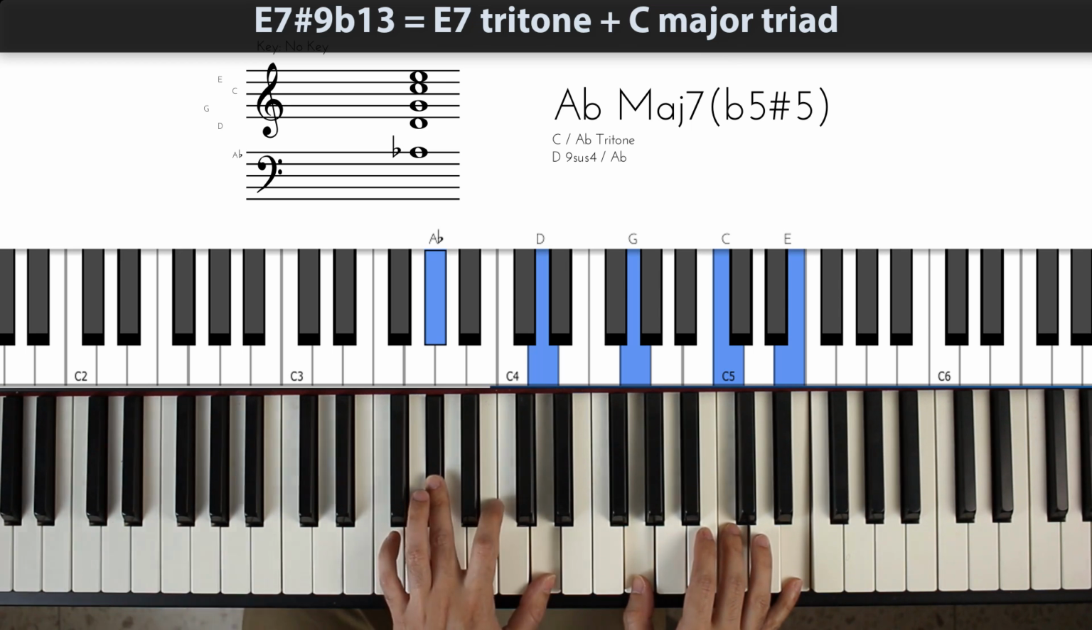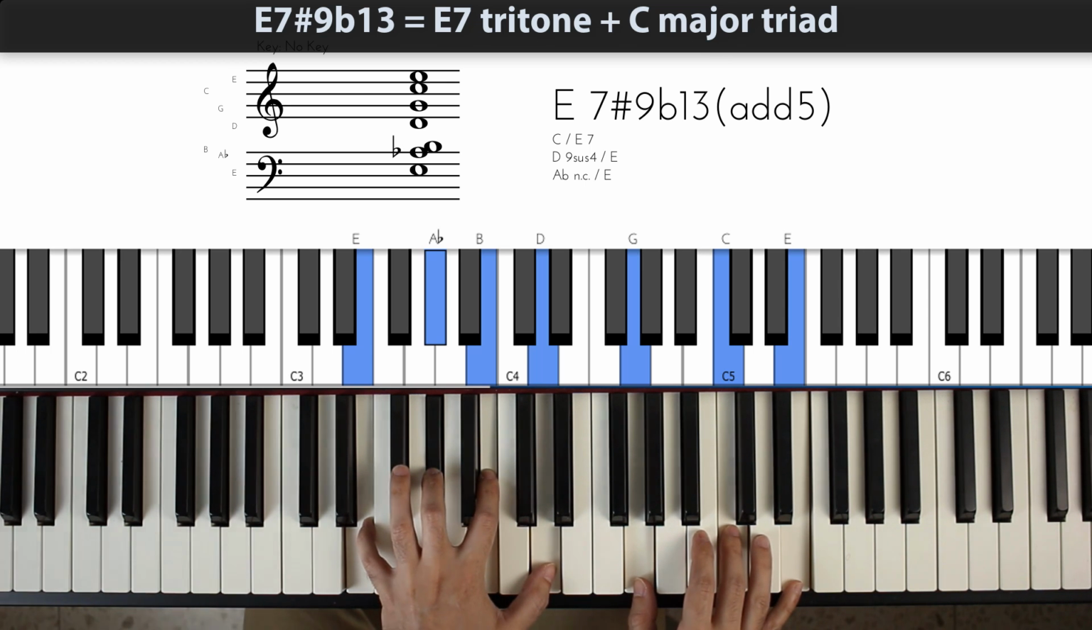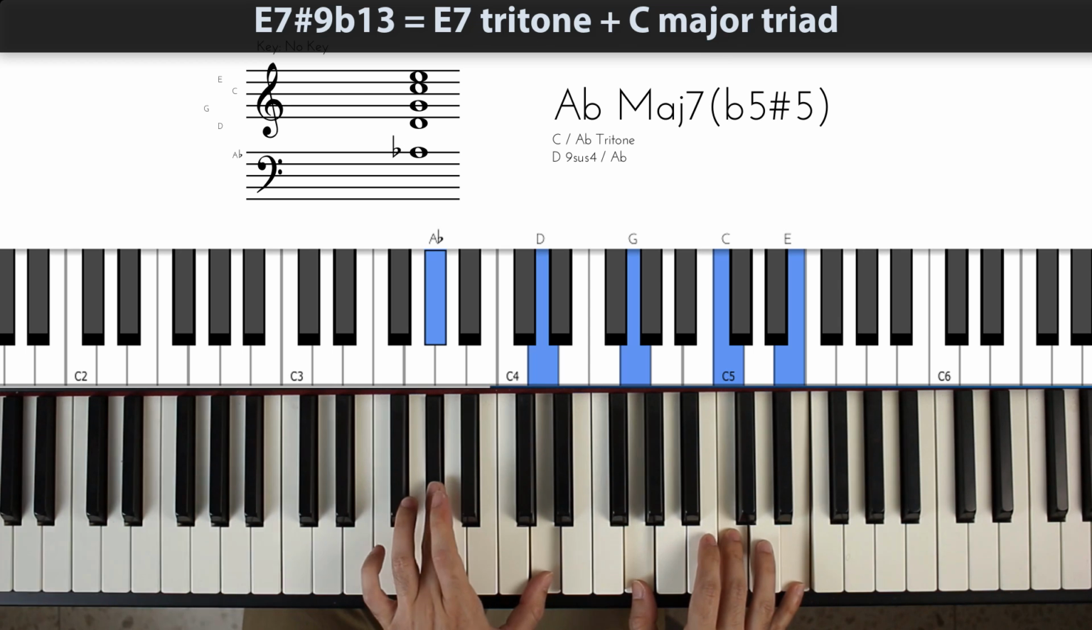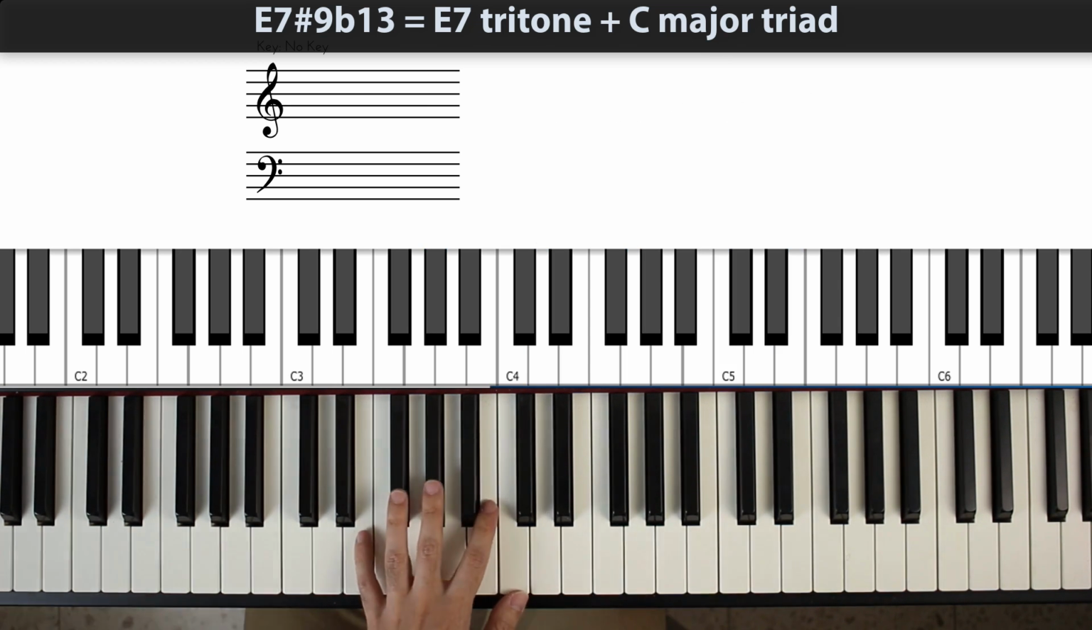Now in the right hand, I'm playing a C major chord. And when I put these two together, basically what I have is an E dominant 7 with a sharp 9 and a flat 13th, which can also be thought of as a sharp 5.